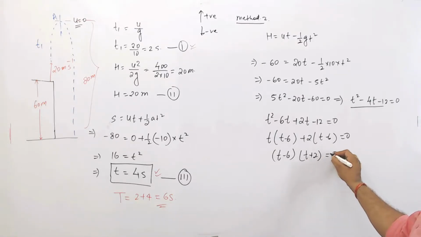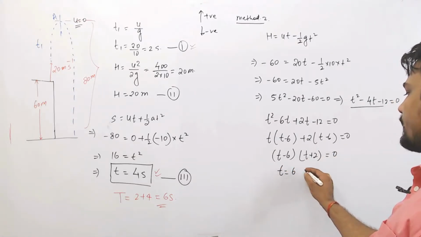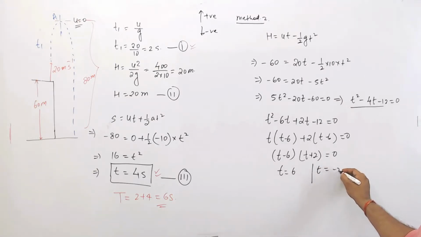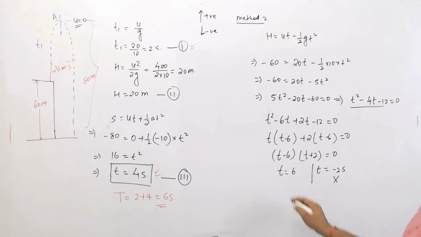ठीक है, पहला question इस तरह का. So the value of t is going to be 6, or the value of t is going to be minus 2 seconds. Of course, this cannot be the answer. So right away you can get to this answer. Simple.